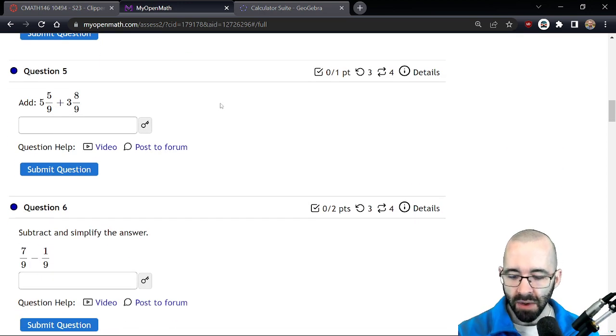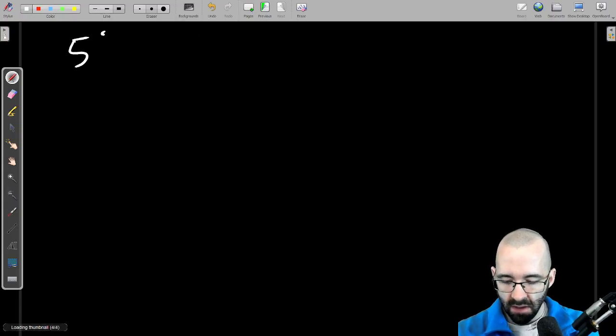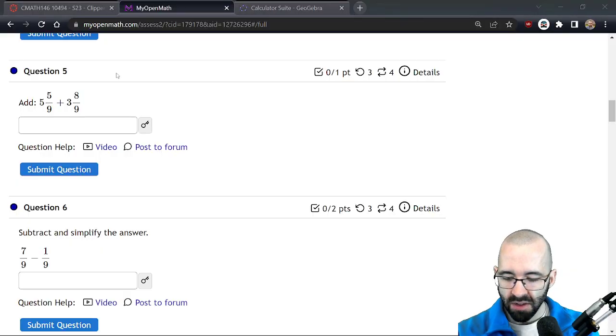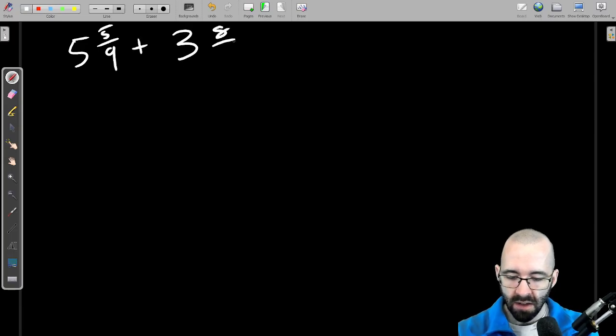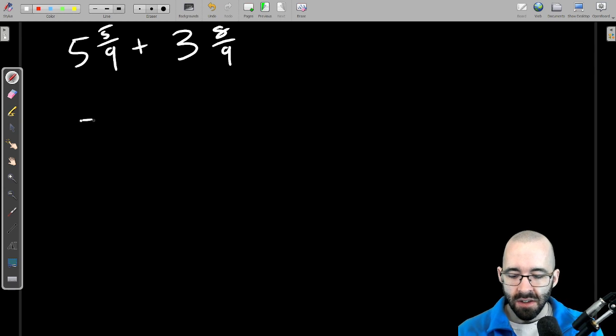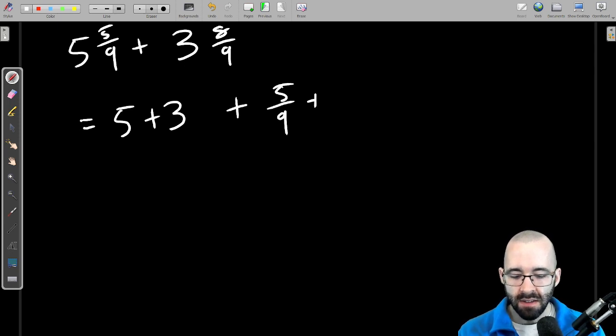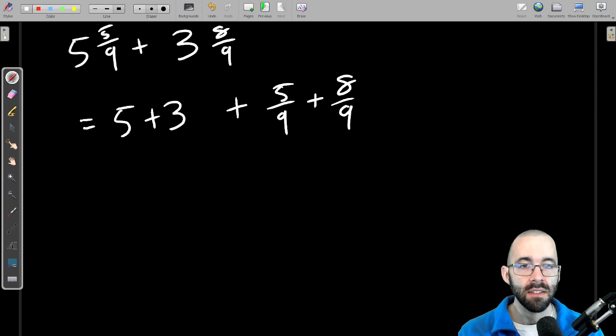Next up is what happens if you add with mixed numbers? 5 and 5/9 plus 3 and 8/9. Now the secret here is in how we say it. 5 and 5/9. 3 and 8/9. So this is really just 5 and 3 and 5/9 and 8/9. We can just add them separately.